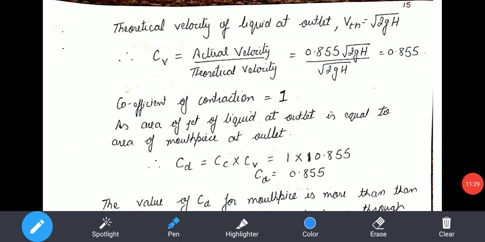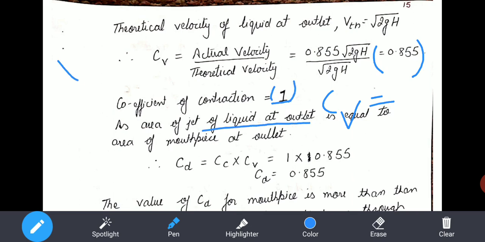Now we obtain the coefficient of velocity from here, which is 0.855. The coefficient of contraction, Cc, is equal to the area of the jet at the vena contracta to the area of the mouthpiece. We are considering it as 1 here. Why? Because the area of the jet of liquid at the outlet, after contraction, takes the shape of the pipe. So the area of the jet at the outlet is equal to the area of the mouthpiece at the outlet, so here we take it as 1.